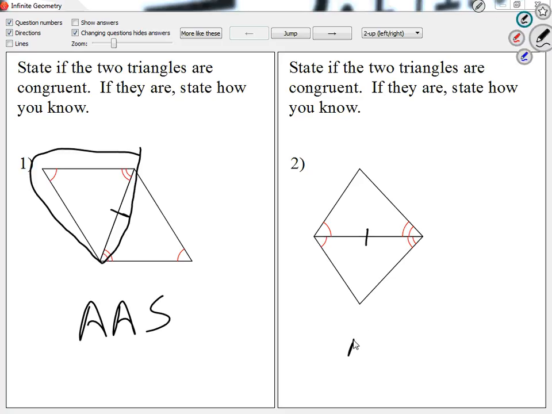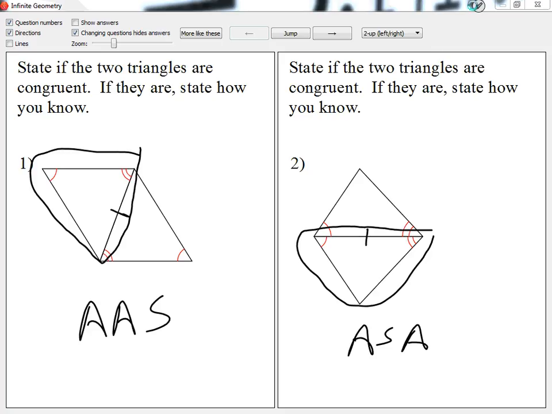Angle, side, angle. So you notice, each triangle, let me take a look at this bottom triangle, there are two angles, so that's why the rule has two A's, but now the side is in between the angles, so that's why we put the S in between the A's. So the difference on 1 and 2 is both of them have two angles and a side. The difference on 1 is the side is not between the angles. Question number 2, the marked side is between the two angles.